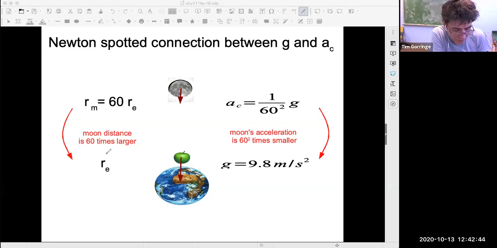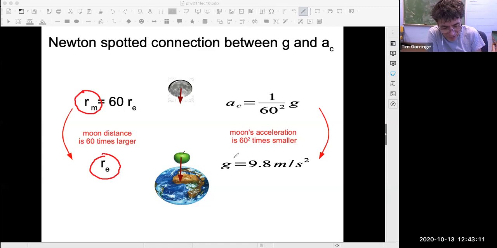At the time, Newton knew the radius of the Earth. Here's the radius of the Earth, I called it RE. And he knew the radius of the moon's orbit. Here it is, I've called it RM. Comparing them, he saw that the radius of the moon's orbit is about 60 times the radius of the Earth. What he realized when he looked at the acceleration of the apple falling towards the Earth and the moon accelerating towards the Earth was that the accelerations were in a ratio of 1 over 60 squared. So the acceleration of the moon is 1/60 squared of the acceleration of the apple.